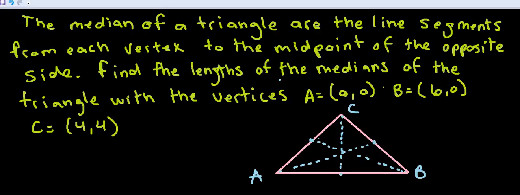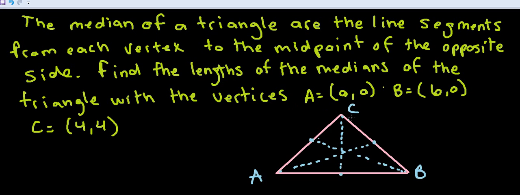The median of a triangle is the line segment from each vertex to the midpoint of the opposite side. Find the lengths of the medians of the triangle with vertices A equals (0, 0), B equals (6, 0), and C equals (4, 4). I have this already drawn out, so we're looking for these three medians: here's median A, here's median B, and here's median C.